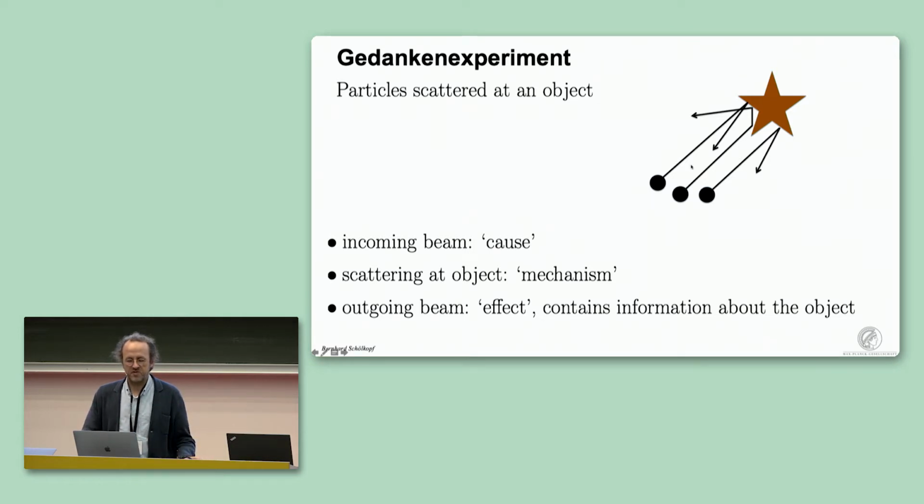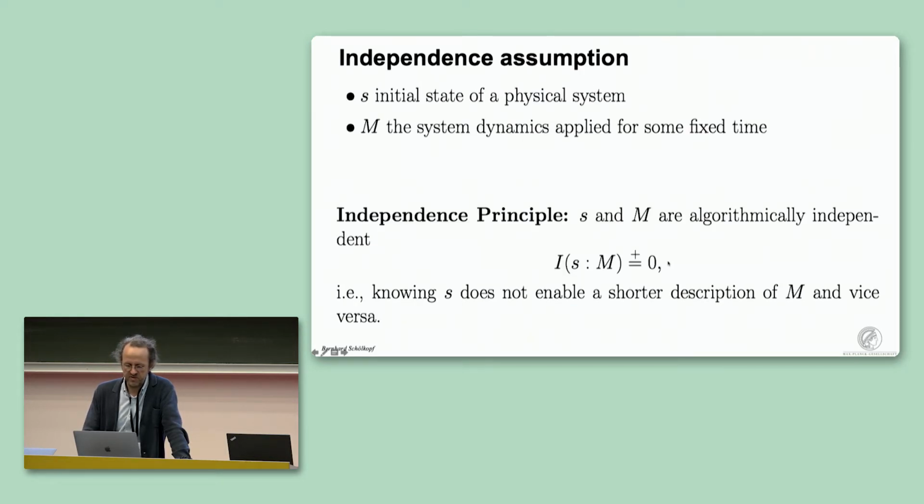By assumption, the incoming light, this highly ordered beam of particles, we will assume is independent of the shape of the object. So if we make this assumption that the incoming state and the mechanism of scattering are independent in the sense of algorithmic information, again, joint compression does not save space.